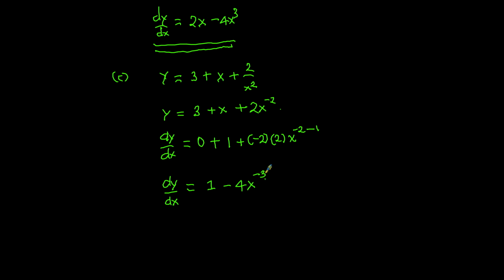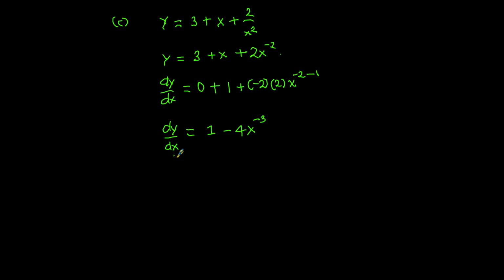So we can rewrite this one back in this form, and finally our derivative dy by dx is equal to 1 minus 4 over x raised to power 3.